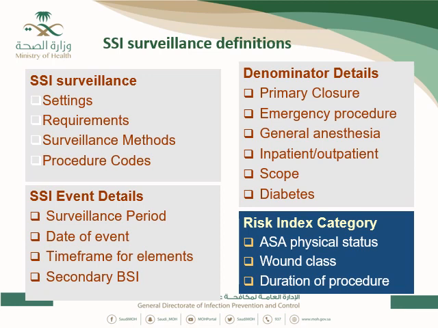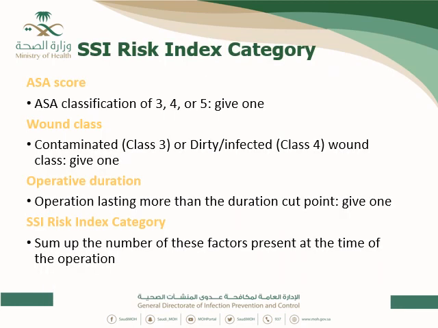The next set of definitions are the risk index category, and these include ASA physical status or score, wound class, and duration of procedure. The risk index category is composed of three components: ASA score, wound class, and operative duration. We will give each one of the three a score of one or zero. Score one will be given for ASA score if the ASA score is 3, 4, or 5, zero if it is 1 or 2.